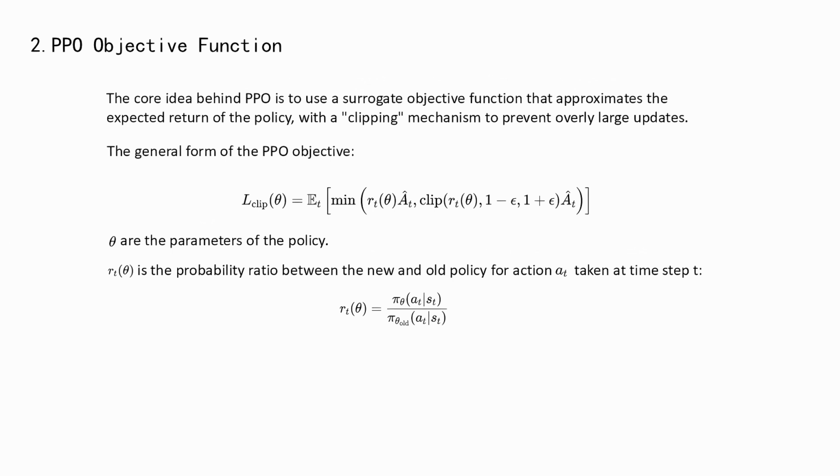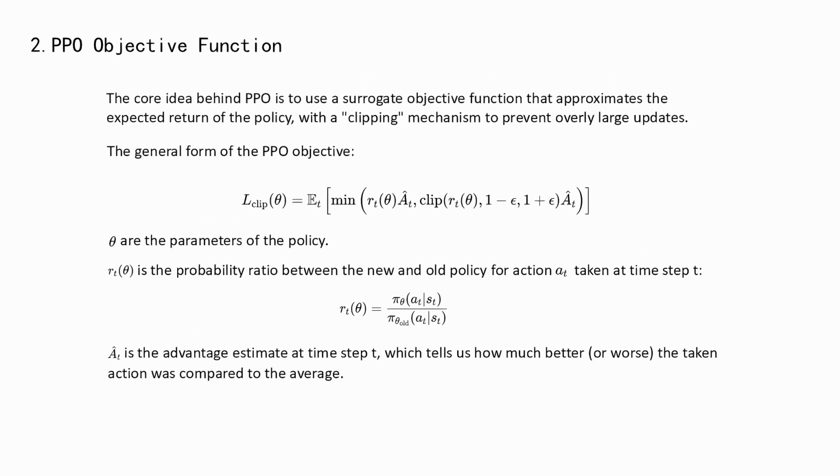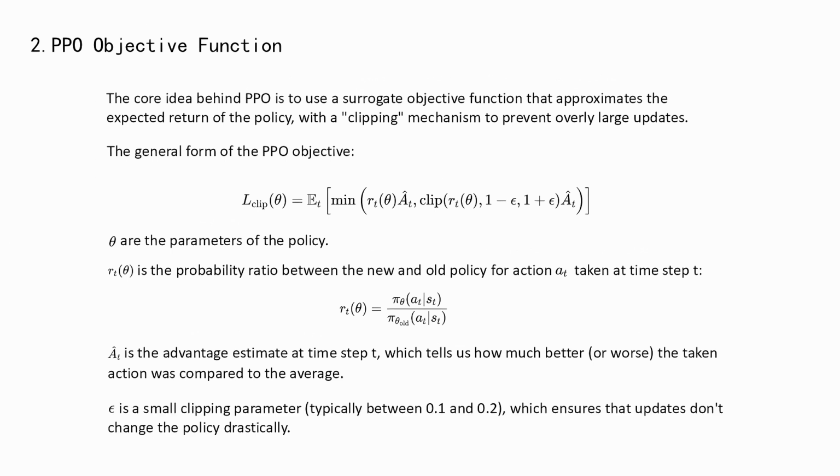This is the ratio of the probability of taking the action a in the state s under the new policy compared to the old policy. A_t is the advantage estimate at time step t, which tells us how much better, or worse, the taken action was compared to the average. Epsilon is a small clipping parameter, typically between 0.1 and 0.2, which ensures that updates don't change the policy drastically.